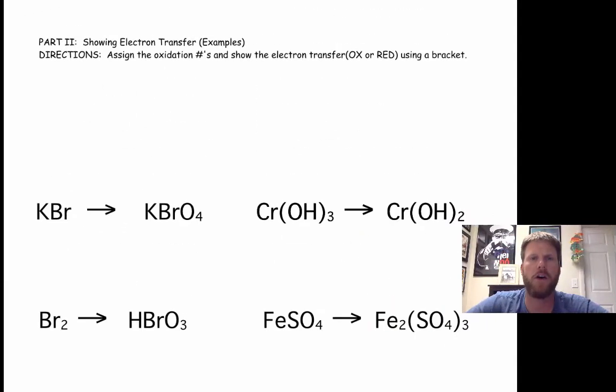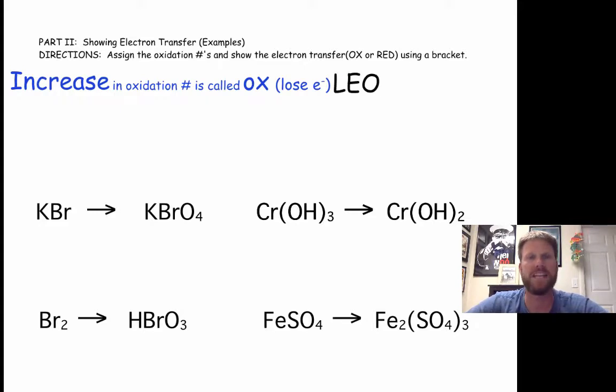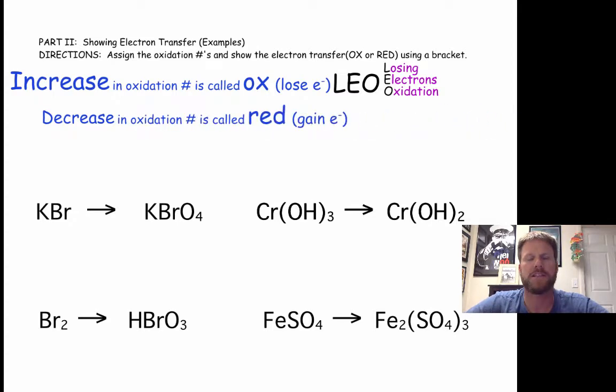Let's take a look at how oxidation numbers can help us show electron transfer. First of all, remember that an increase in oxidation number corresponds to a loss of electrons, which is oxidation. Remember, LEO: losing electrons, oxidation. A decrease in oxidation number means that the substance has gained electrons. It has been reduced.